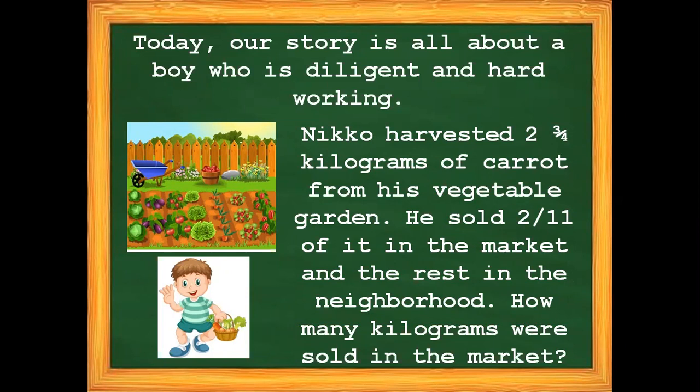Again, Nico harvested 2 and 3/4 kilogram of carrot from his vegetable garden. He sold 2/11 of it in the market and the rest in the neighborhood. How many kilograms were sold in the market?